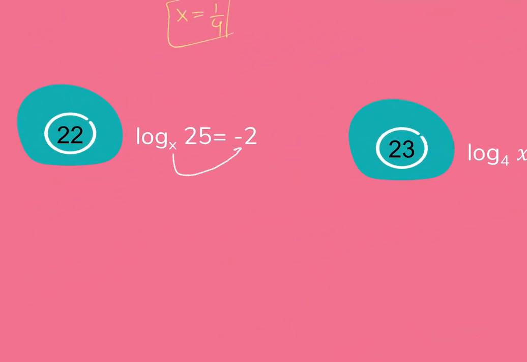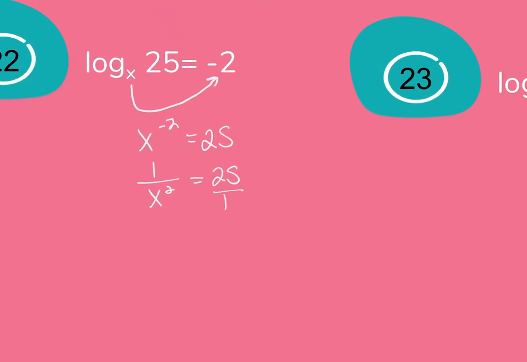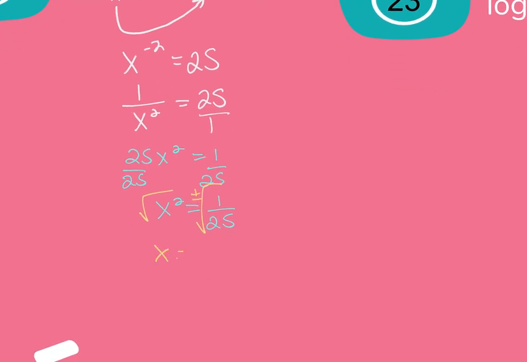Okay, x comes over, picks up the negative 2. So x to the negative 2 equals 25. I can make this 1 over x squared equals 25. And then I can put this over 1, or I can cross multiply. 25x squared would equal 1. Divide both sides by 25. x squared would equal 1 over 25. And then I would square root, but I have to do plus and minus 1/5.